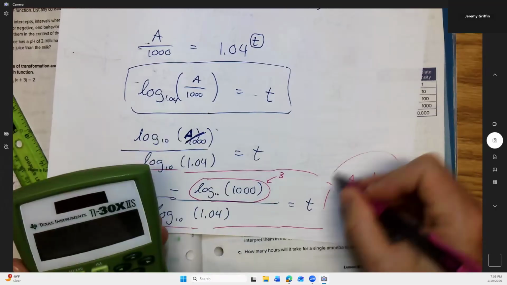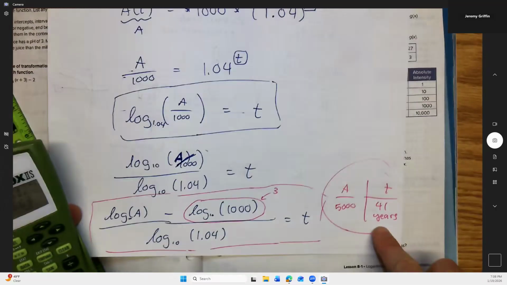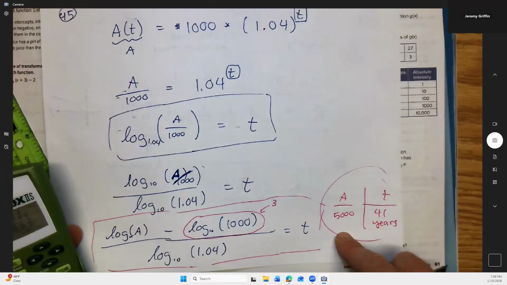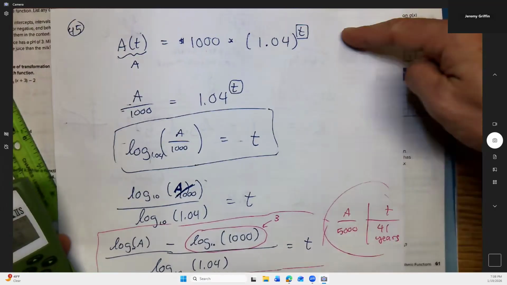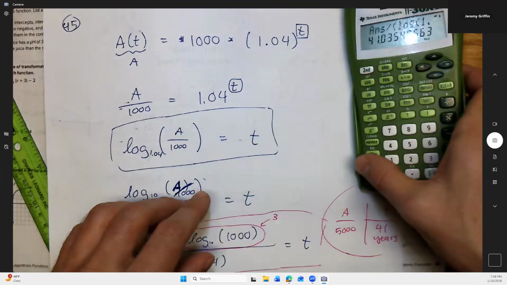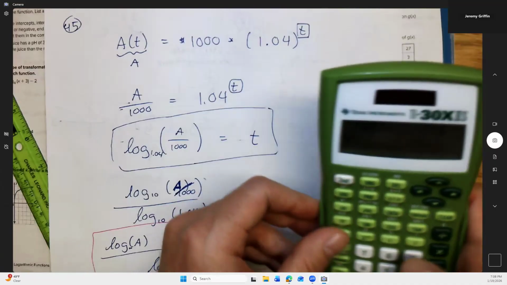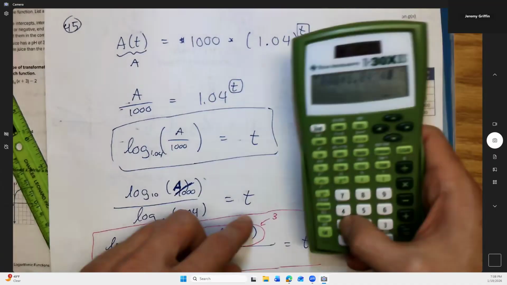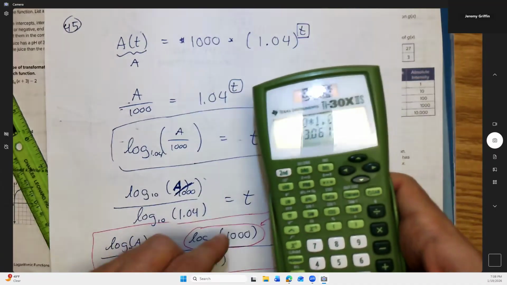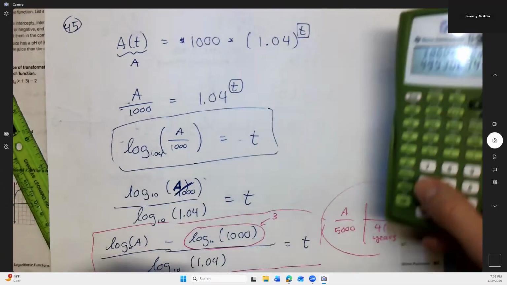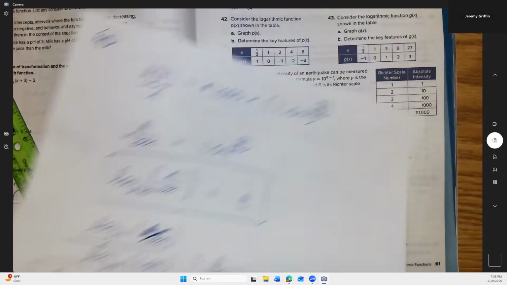Now, let me try that backwards the other way. So if you left the money for 41 years, it should be pretty close to $5,000 in terms of the exponential equation. See, that's true. Take $1,000 principal times 1.04 to the power of 41 years. And yep, there's $5,000.